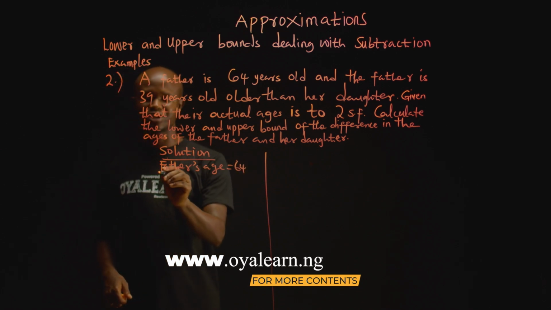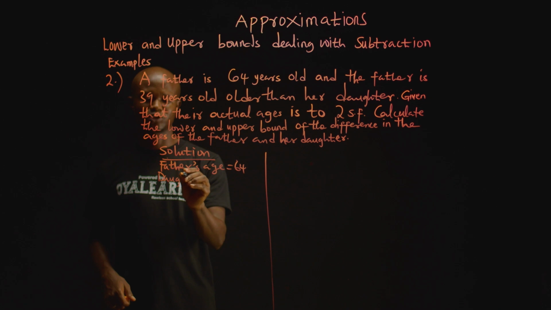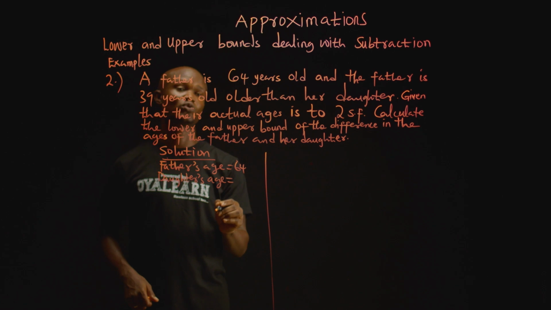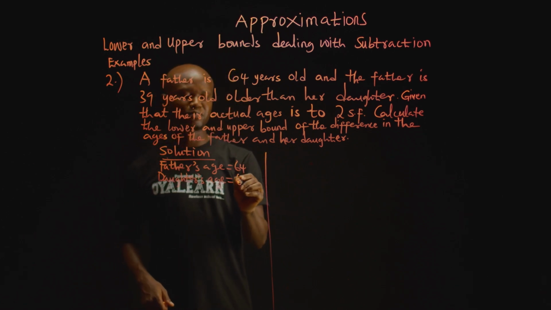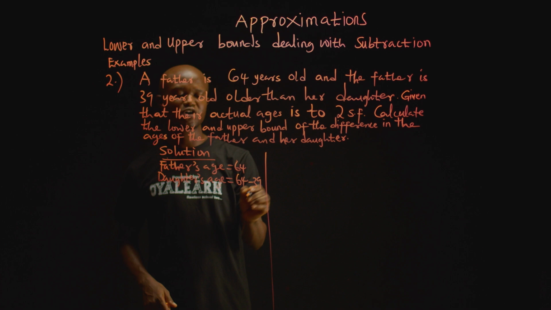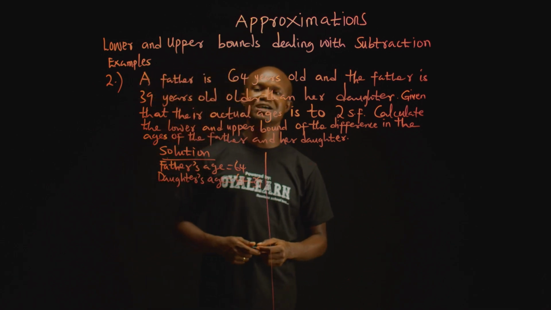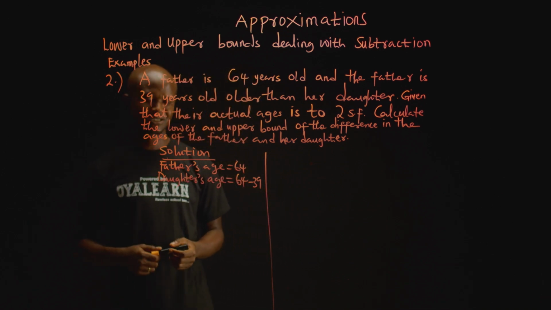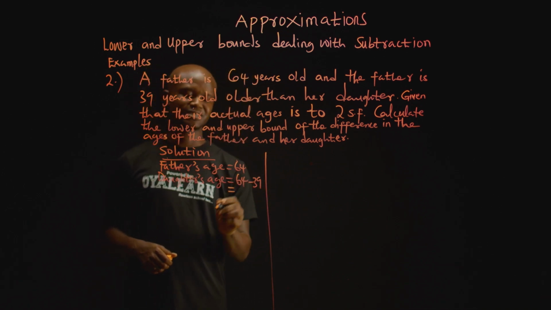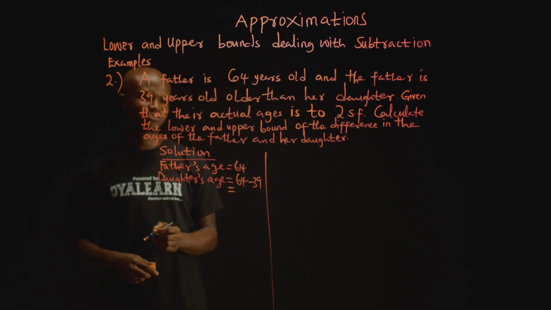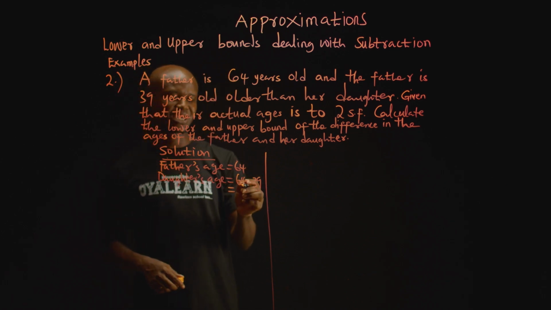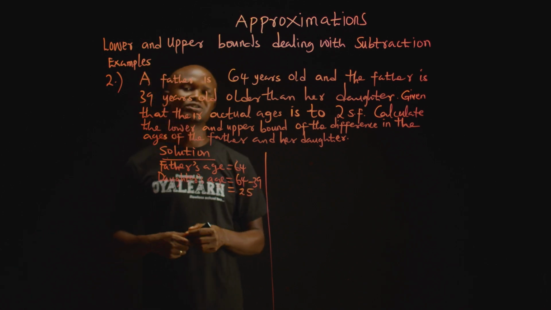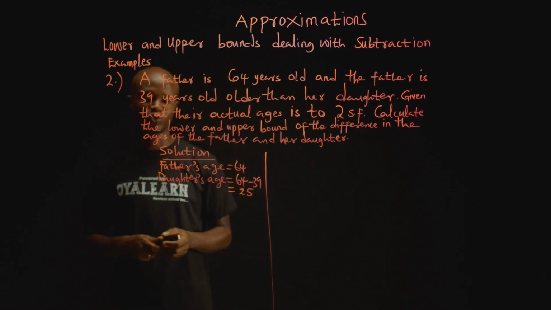While the daughter's age, and that will give us what? 64 minus 39, because the father is 39 years older than the daughter. So in this case, 64 minus 39 will give us 25. So it means that the age of the daughter is 25 years old.